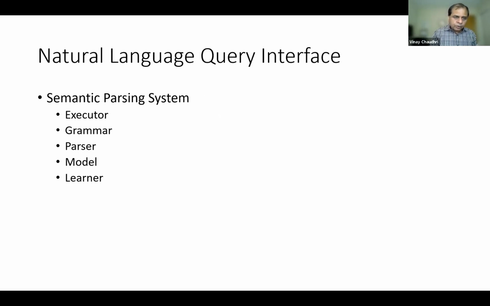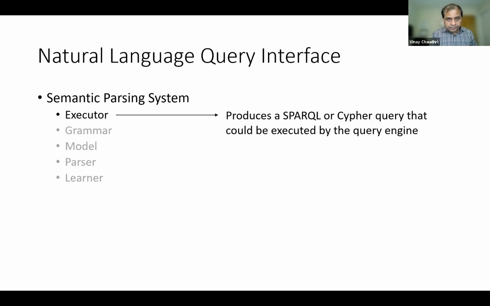So I'll give you a quick overview of the components of such a semantic parsing system. It has essentially 5 different components: an executor, a grammar, a parser, a model, and a learner. The job of the executor is to actually run the query. So in the context of the kind of queries we've been talking about in this course, the executor is going to produce a SPARQL or a Cypher query that we could give to the appropriate query engine, which could execute the query and give us the results.